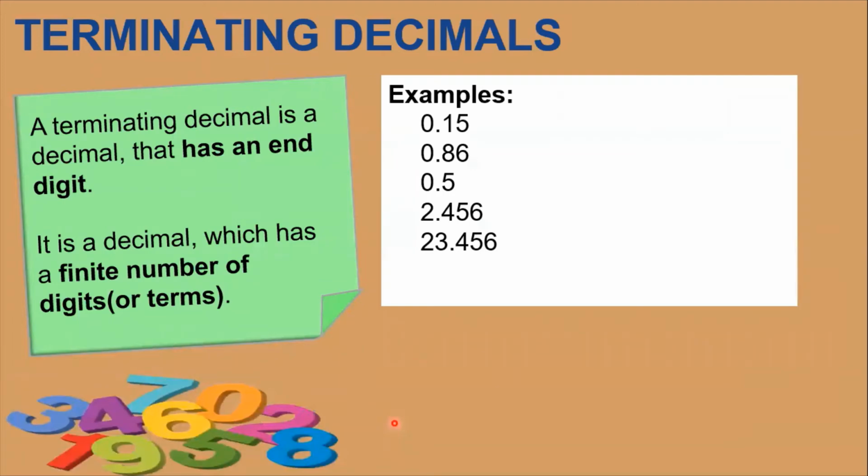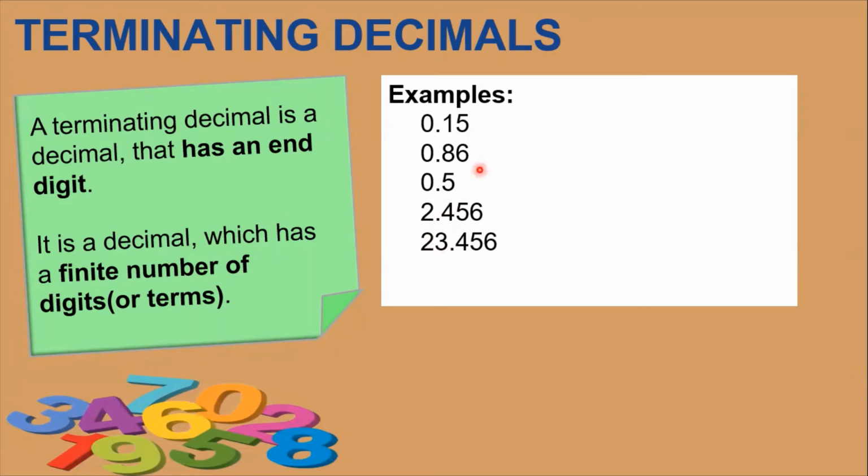So the terminating decimals. A terminating decimal is a decimal that has an end digit. It is a decimal which has a finite number of digits or terms. We have here examples: 0.15, 0.86, 0.5, 2.456, and 23.456.